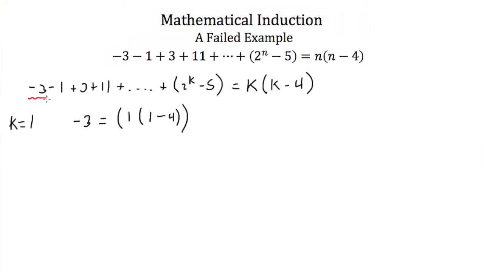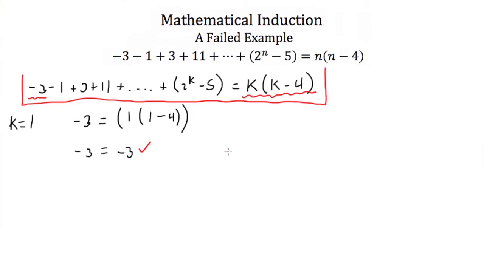Our first term has to be equal to our formula when k is equal to 1. Now 1 minus 4 is a negative 3. Negative 3 times 1 is still negative 3, so negative 3 is equal to negative 3, and that is correct. So condition 1 is satisfied. Now we assume that this equation must be true because it works for k is equal to 1.